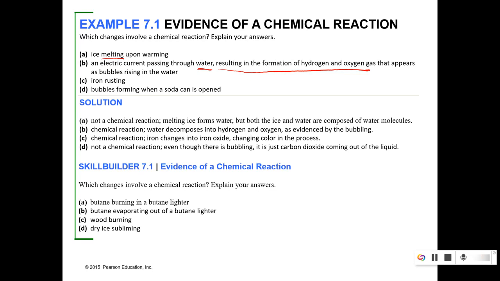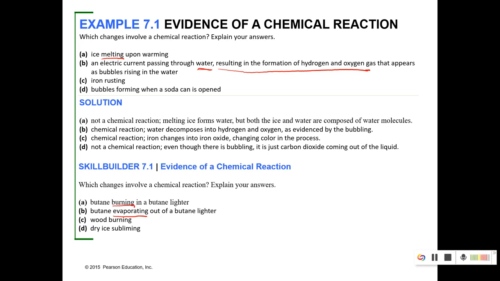Okay, so anytime it says burning, please keep in mind that the word burning means fire, and normally if a fire is involved, it is a chemical reaction. Butane burning is a chemical reaction. Butane evaporating, however, is not. Evaporation is from liquid to gas. That is a physical change.